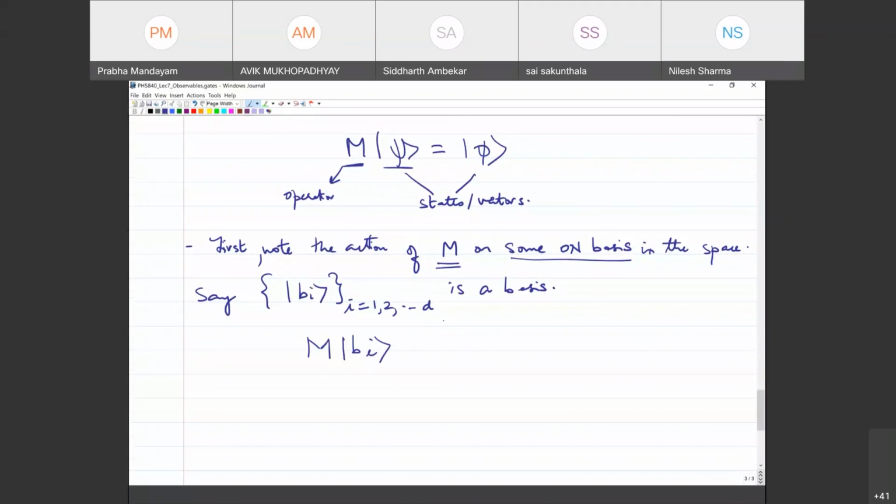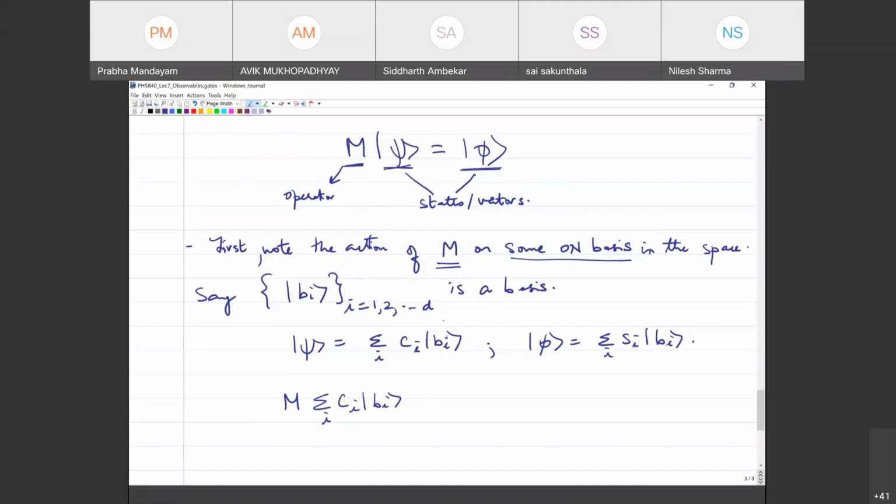But actually even this is really not necessary. What you can simply do is to expand these states psi and phi in terms of this basis, right? So once I have an orthonormal basis, let me expand psi as sum over i of Ci Bi, and let me expand phi as something else, sum of Si Bi. So then what do I have? I have this kind of an equation: M acting on sum over i, Ci Bi is sum over i Si Bi.